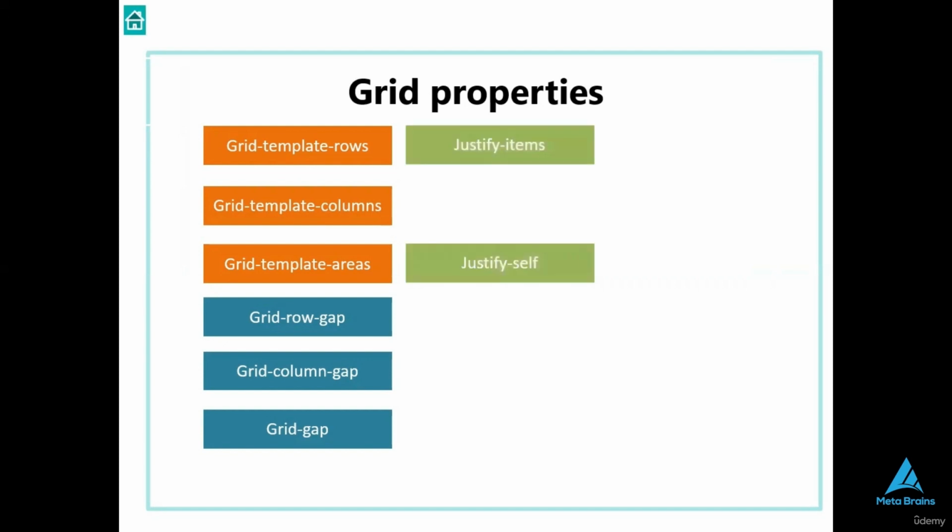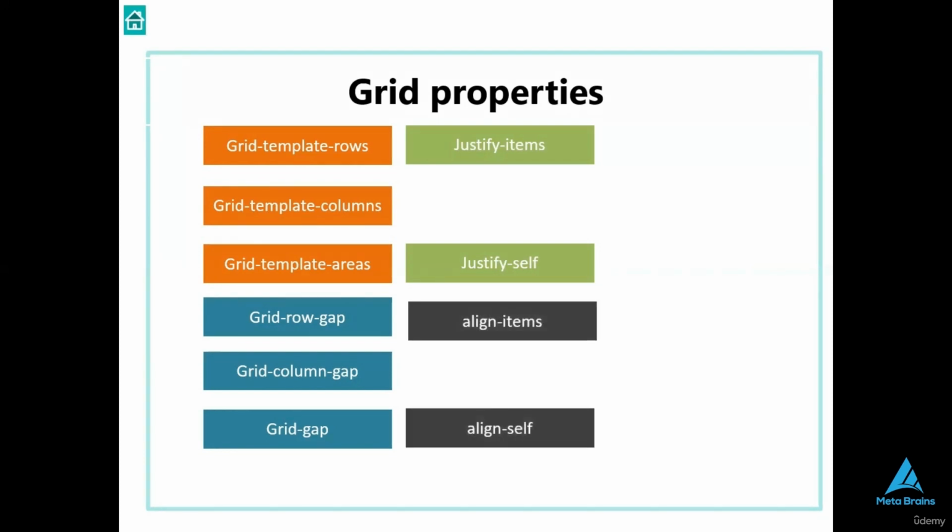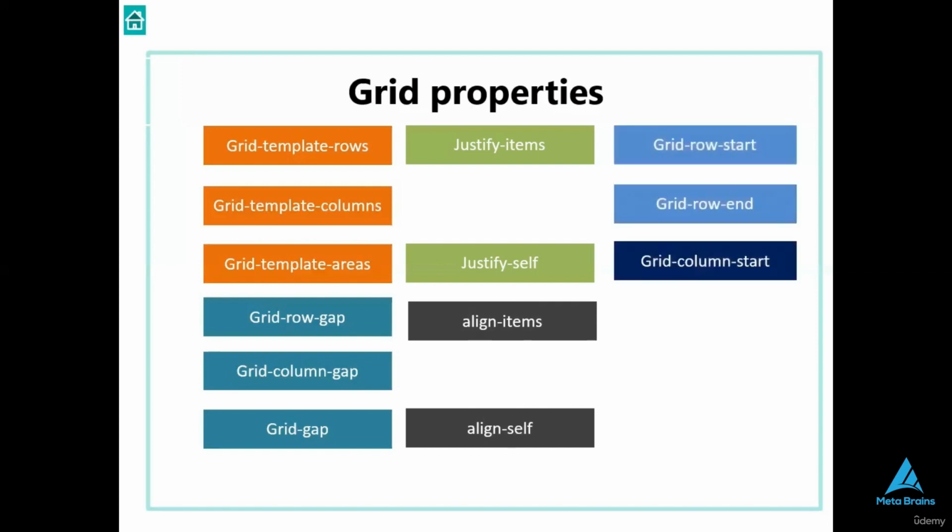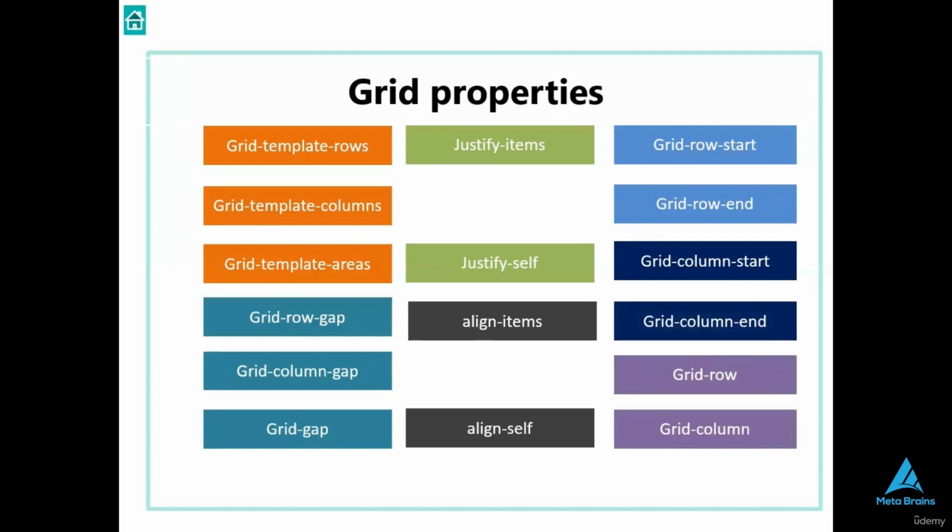Then we have justify items, justify self, which display our content vertically. Align items and align self that display our content horizontally. Then comes grid row start, grid row end, grid column start, grid column end, grid row, and grid column. So these are the grid properties. Let's now try them in VS Code.